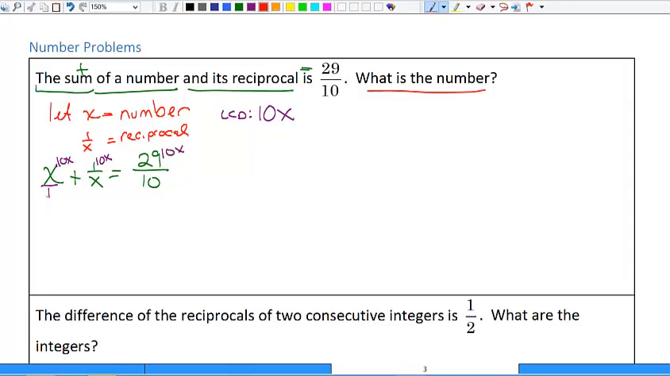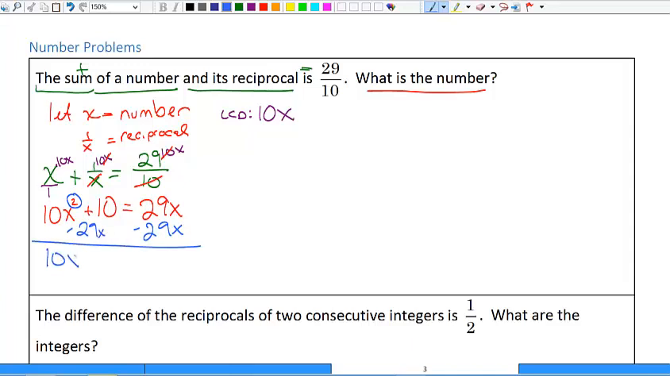Let's see what divides out. On the first fraction, there's only a 1 in the denominator, so nothing really divides out. So I have 10x times x, or 10x squared. On the second fraction, one of the x's divides out, and I'm just left with plus 10. On the third fraction, the 10 divides out, and I'm left with 29x. So this is quadratic because you have a little 2 in the exponent. So I'm going to get one side equal to 0, which gets me 10x squared minus 29x plus 10 equals 0.